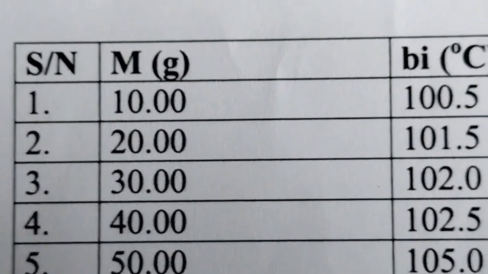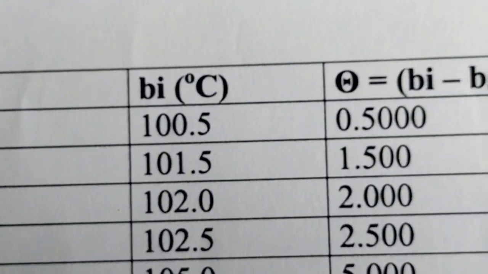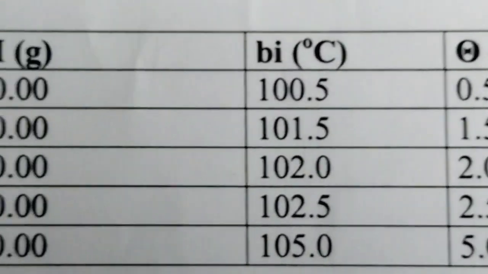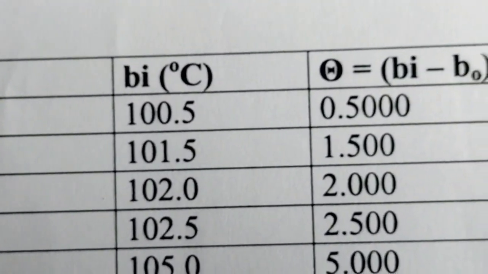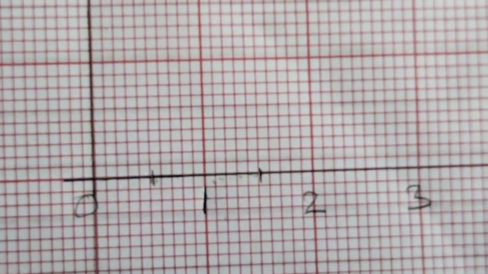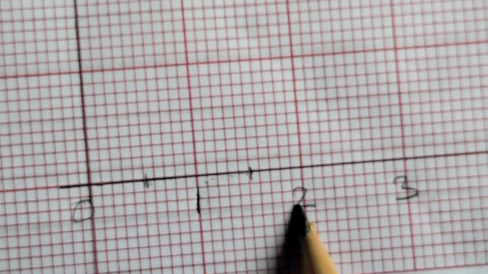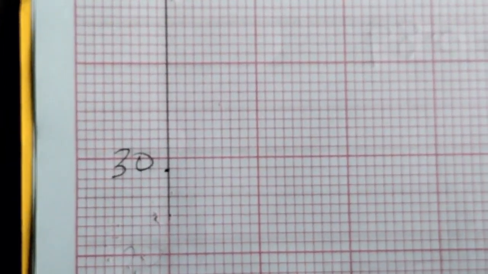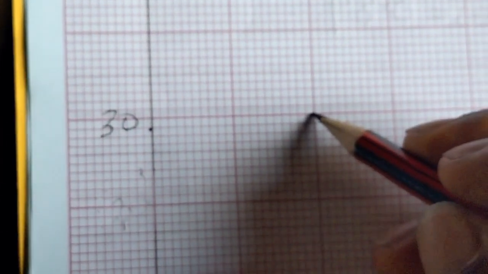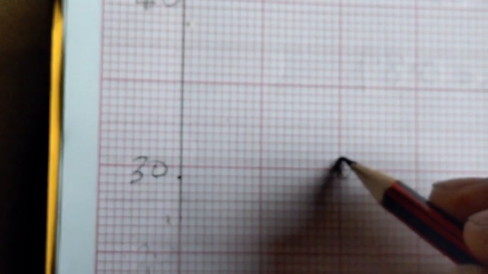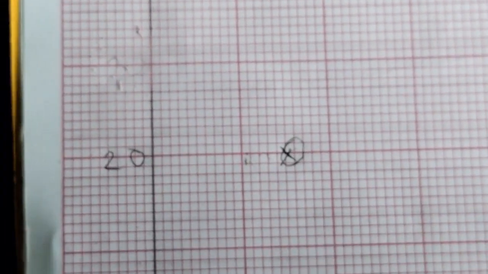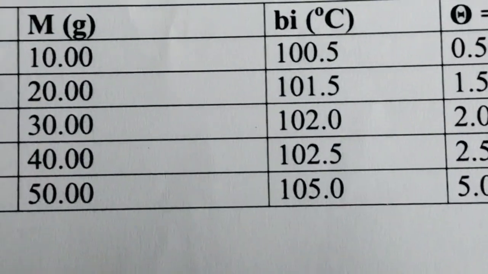For the third experiment, when the mass is 30 grams, our theta is 2.0 degrees. So we're plotting 30 against 2 this time around. The value 2 is perfectly on the horizontal axis. So move it and merge it with 30. This is 30, and here is 2. So we mark it here with an asterisk and then circle. 30 merges with 2. So you can see our graph.